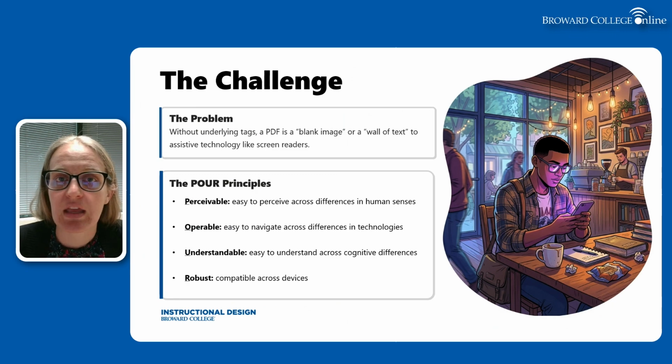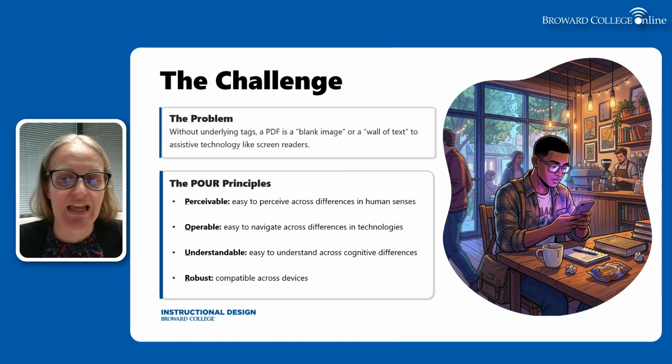We're trying to make sure that the content is easy to perceive across differences in human senses. Second is operable. That has to do with how easy it is to navigate across differences in technology. So here an example might be if a user is navigating only with a keyboard or on mobile or via voice input, they need to be able to navigate the content in the same way that others who might be navigating with a mouse would.